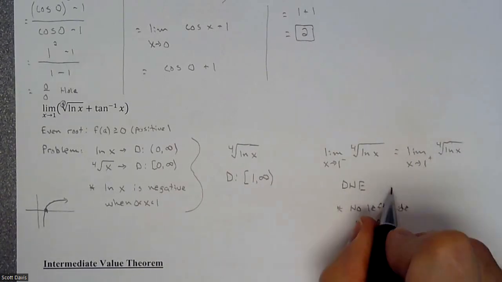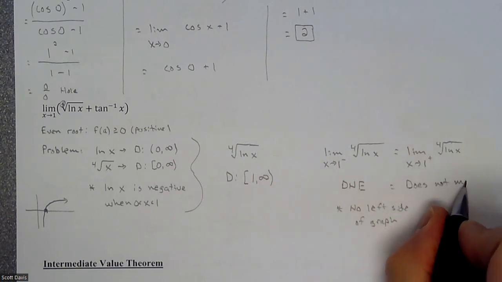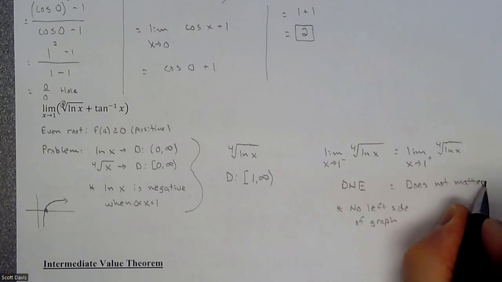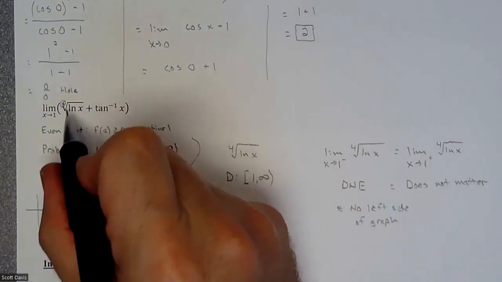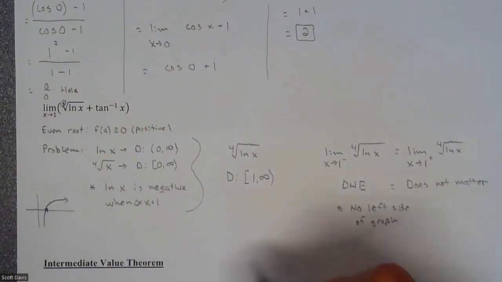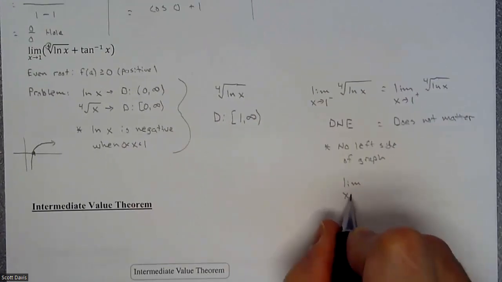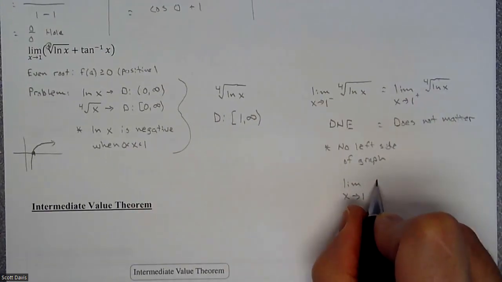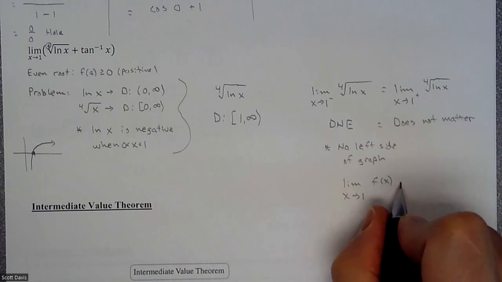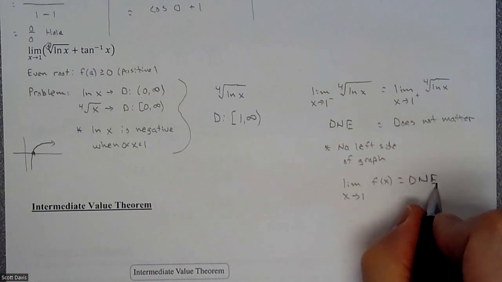So it doesn't matter what this is. So the trig piece in this does not matter either. This is the one that has the issue. This one doesn't have an issue, at least at 1. Right? So overall, what is our limit as x approaches 1 of that function? It does not exist. A lot of little pieces to it.